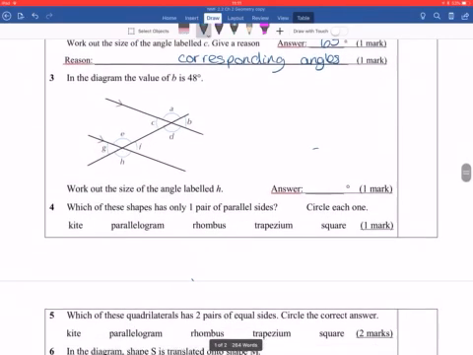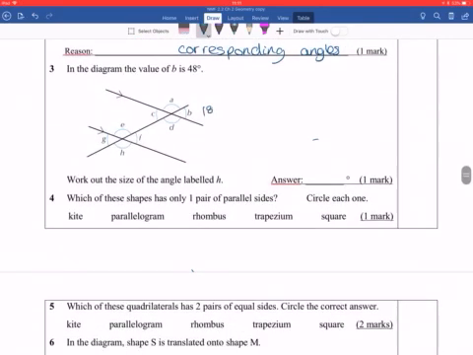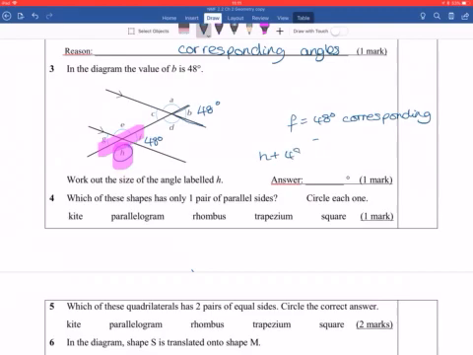Okay, question 3. Right, B is 48, so I'm going to write 48 where B is. Now, because that's 48, I also know that F is 48, because it's corresponding, but it didn't ask me what F was, it wanted to know what H was. I know that I've got a straight line there, so H plus 48 must be equal to 180 degrees, so H is 180 minus 48, which is 132 degrees.